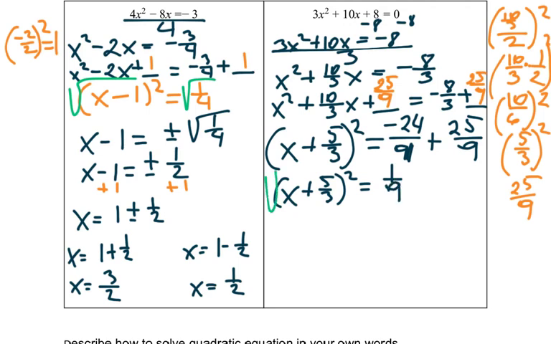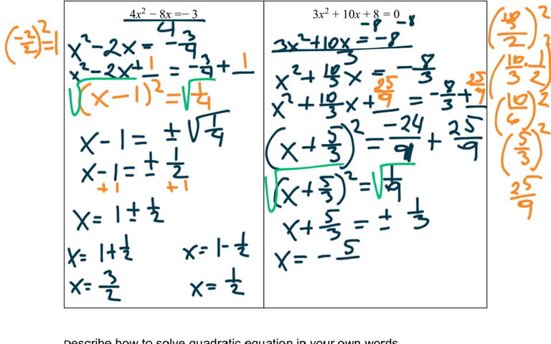Take square roots. We get x plus 5 over 3 is equal to positive and negative 1/3. Subtract 5 over 3 from both sides. So we will get negative 5 over 3 plus or minus 1 over 3. And now we're going to get two answers. The first answer is going to be negative 5 over 3 plus 1 over 3.